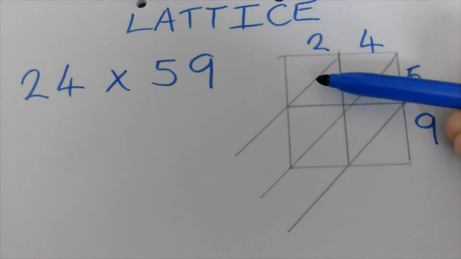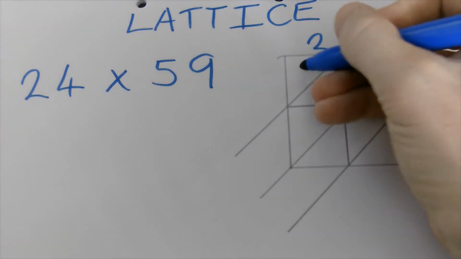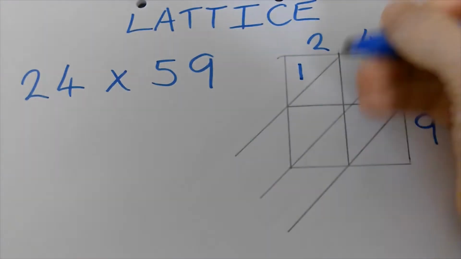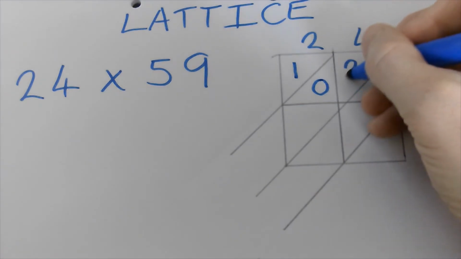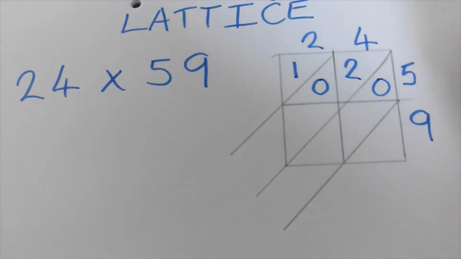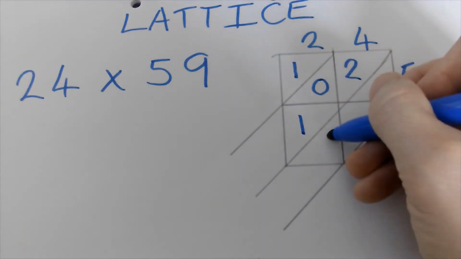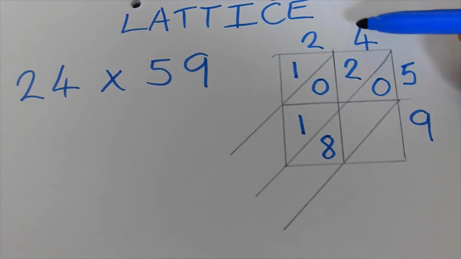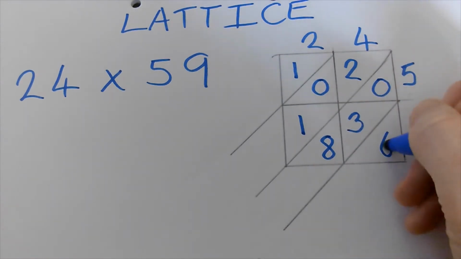So for this first box we'll have 2 times 5, which is 10. So the 1 can go in there and the 0 can go in the units. 4 times 5 is 20. 2 times 9, so we've got 1 ten and 8 units. And 4 times 9, which is 3 tens and 6 units.